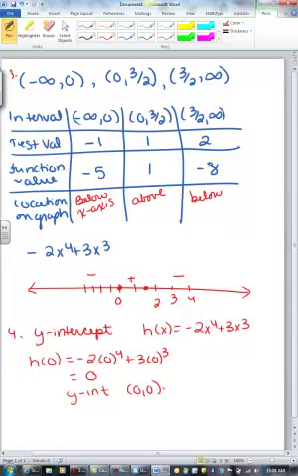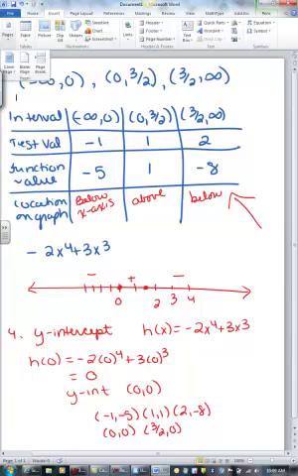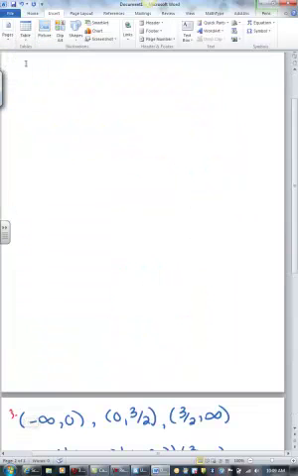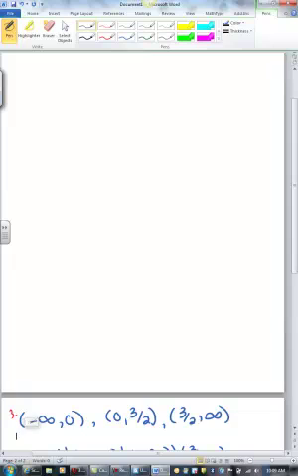Okay, so we have found a whole bunch of information already. We have my y-intercept 0, 0. We have some points from up here that we found: the point negative 1, negative 5, the point 1, 1, and the point 2, negative 8. We found my x-intercepts to be 0, 0 and 3 halves, 0. So we have a whole bunch of points that we can now work with. What we're going to do is use that information to help us build a graph.